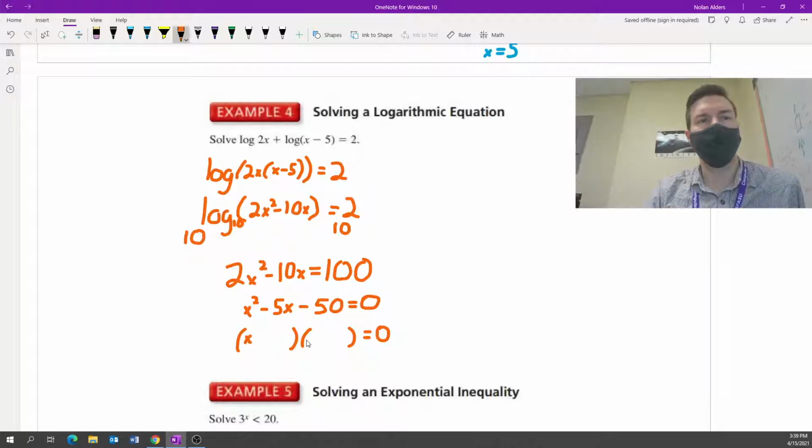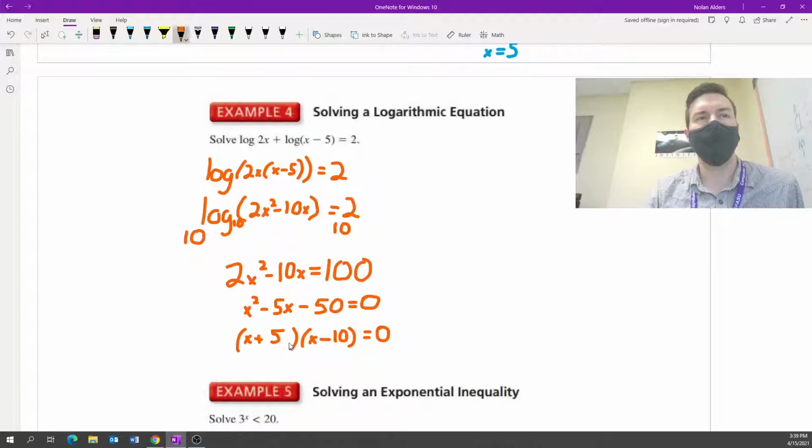So we'll have x. Since there's a minus sign right here, we'll have a plus and a minus. What times what gives us 50? We could try 5 times 10, so 10 here, 5 here. And then add them up and see if you get that negative 5. Negative 10 and 5 is negative 5.